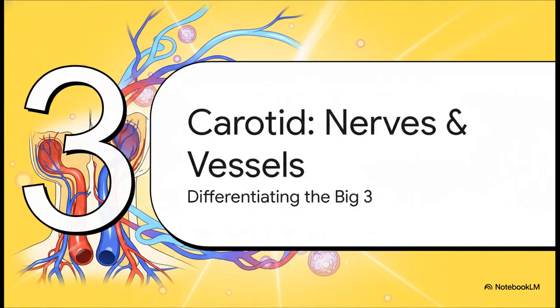Okay, let's move on. Vector number 2. If you see that parapharyngeal fat pushed anteriorly or forward, you're looking at a carotid space mass. And this space is home to our major vessels and a bunch of cranial nerves, 9 through 12.